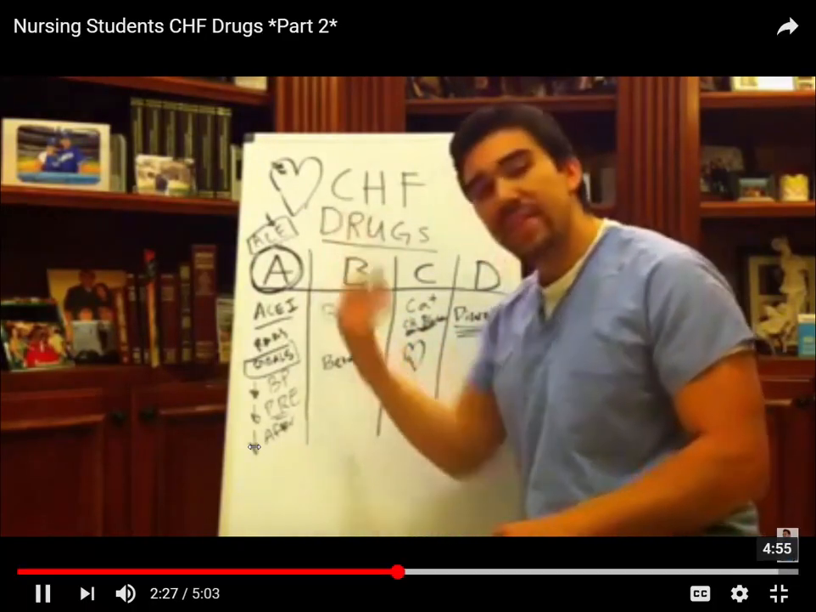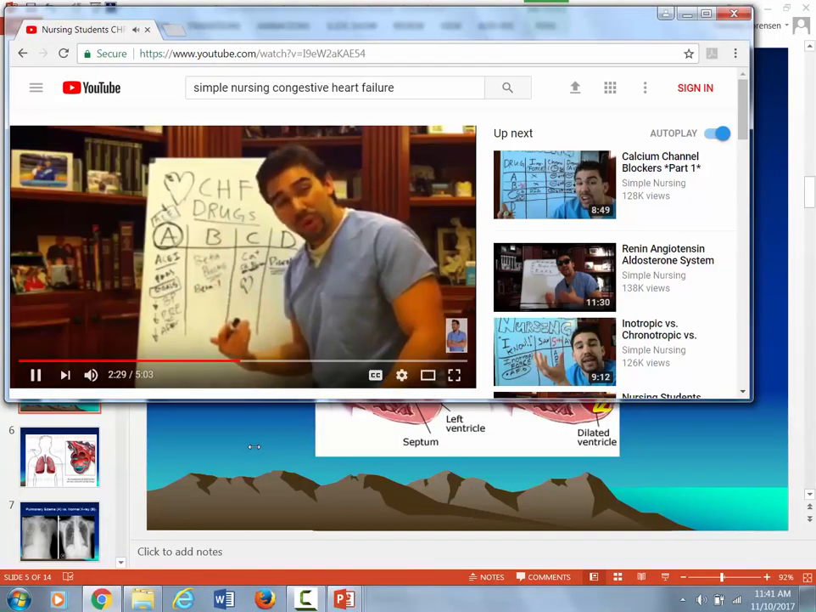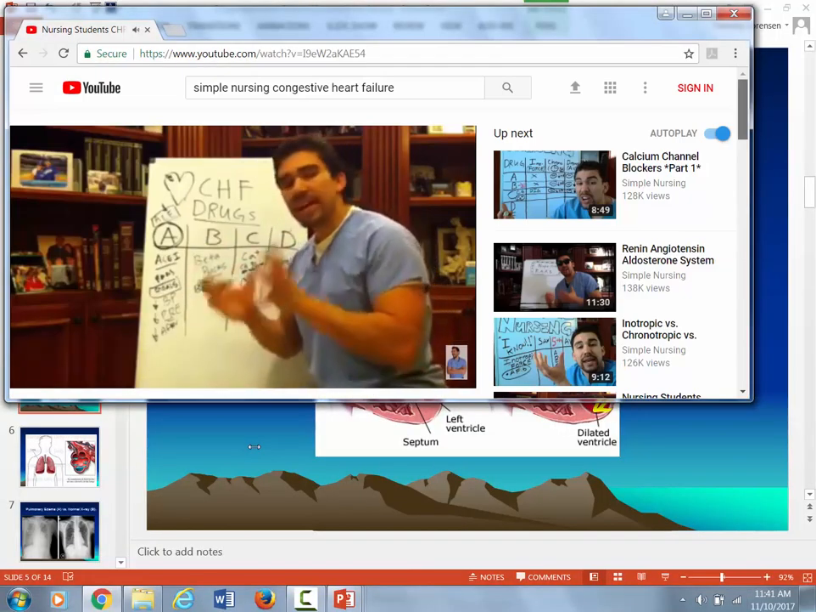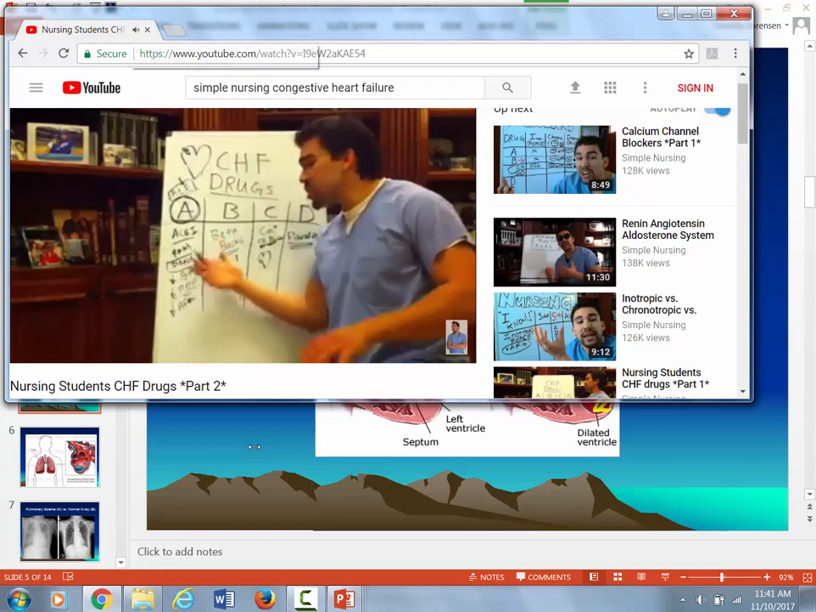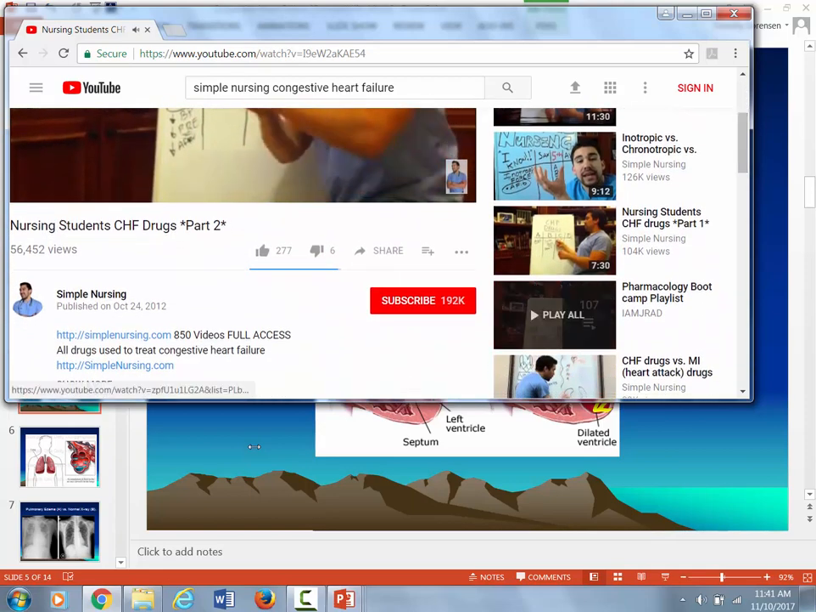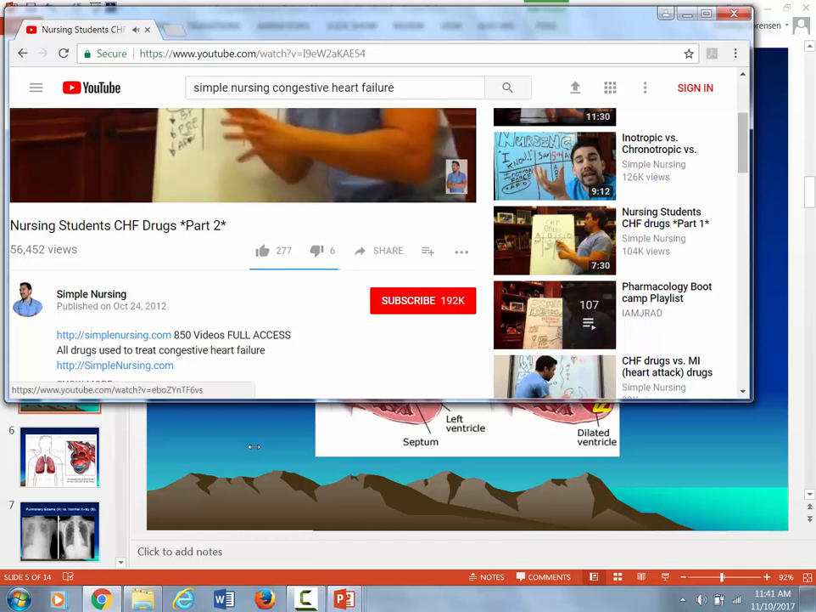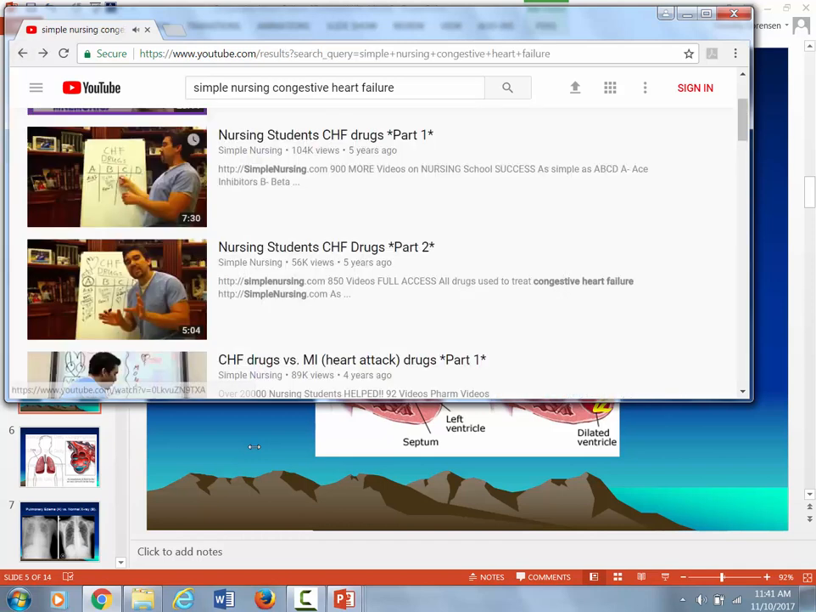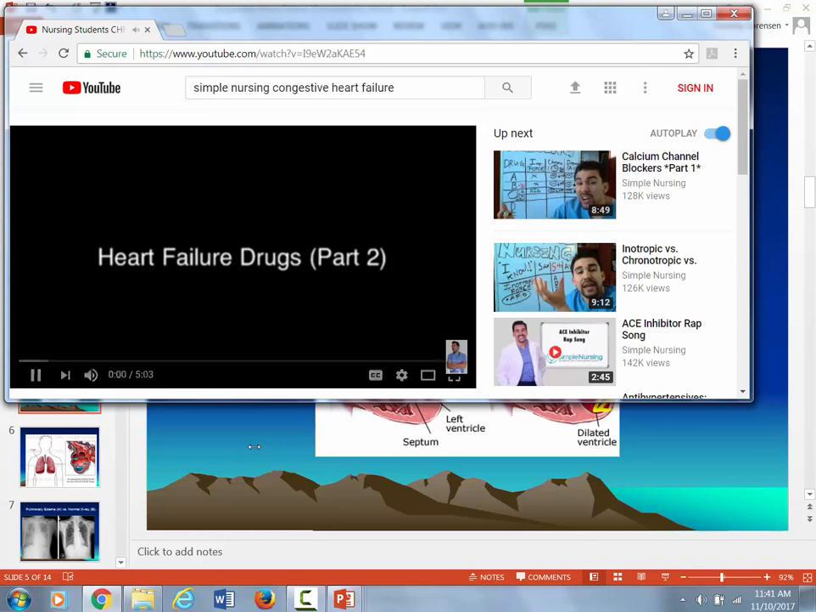Beta blockers bring down the heart rate, bring down that workload. That really helps, right? So beta blockers also have vasodilation properties that decrease the amount of blood.